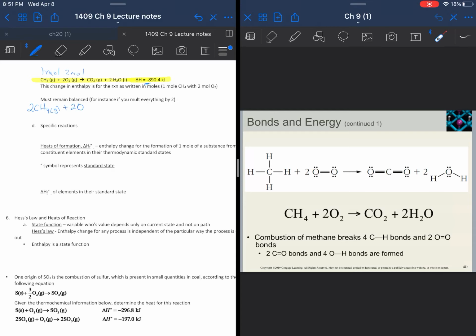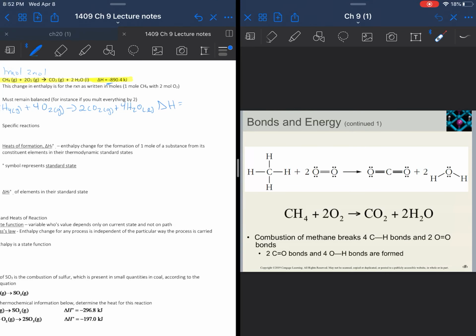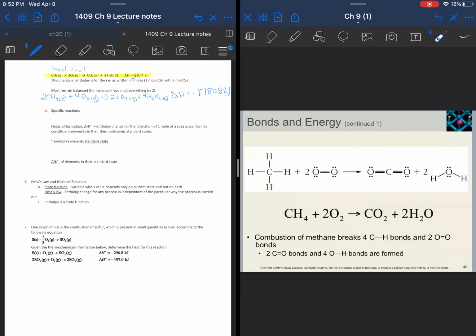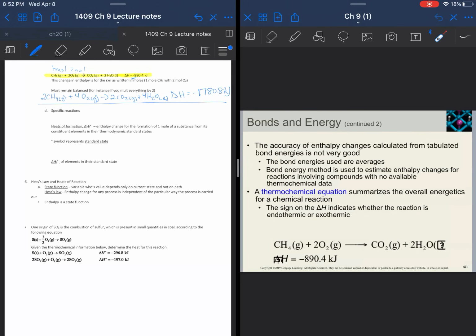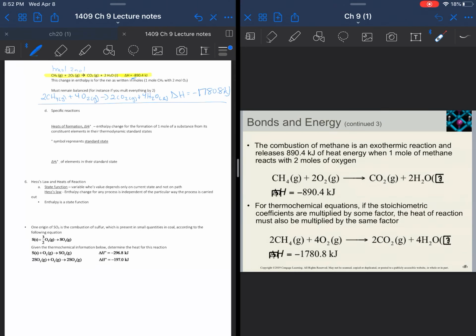If we make any changes, then it has to remain balanced. So for instance, if I wanted to look at how much energy 2 moles of methane would release when reacted with, I already messed up, 4 moles of oxygen, right? We know that we would have to keep this balanced, so we would make 2 moles of CO2 and 4 moles of water, right? To keep everything balanced, everything had to be multiplied by 2. So delta H is no different. The end result there would be a delta H of negative 1780.8 kilojoules. Right, so it is affected, whatever you do to the reaction, you also have to do to delta H.